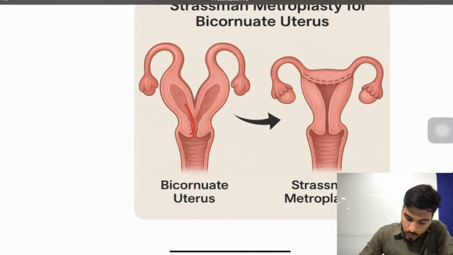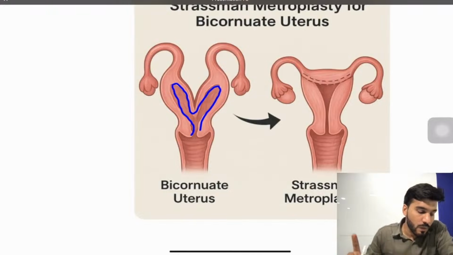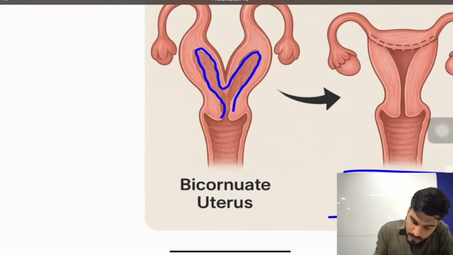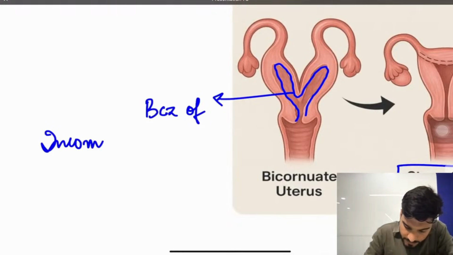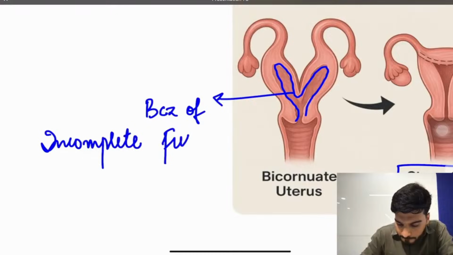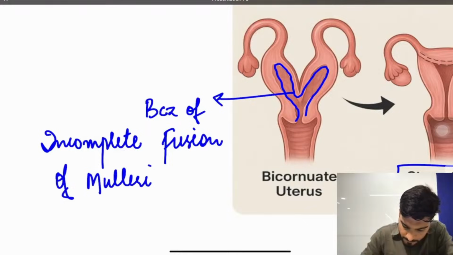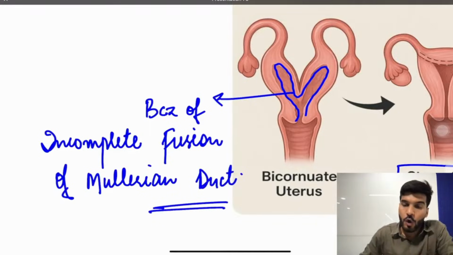There are two horns present, and what will be the management? You have to make it a single horn, and operating on two horns to make a single horn is called Strassman metroplasty. These two horns are because of incomplete fusion of the Mullerian duct.